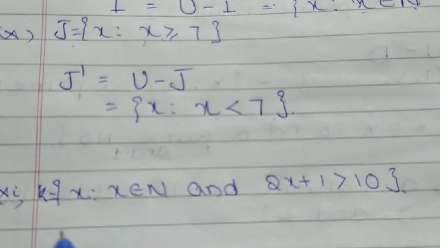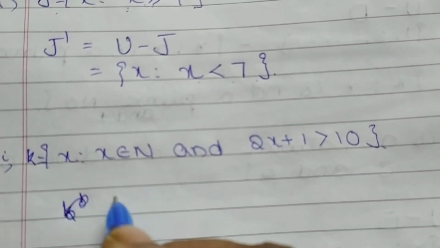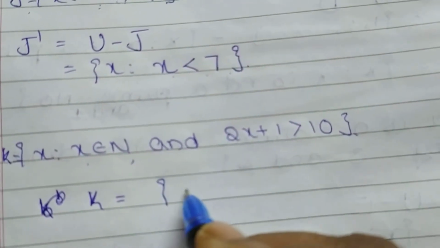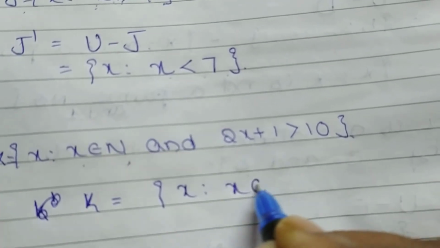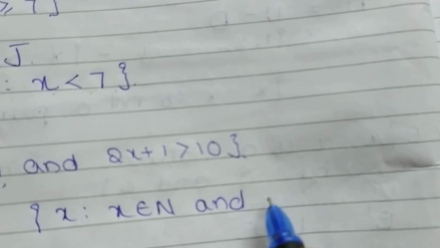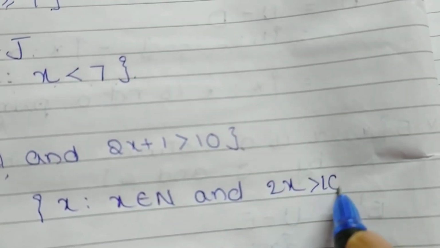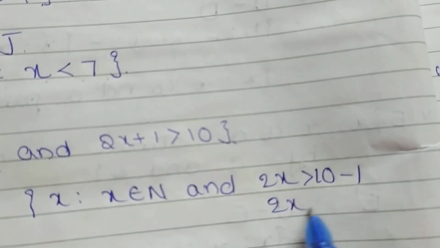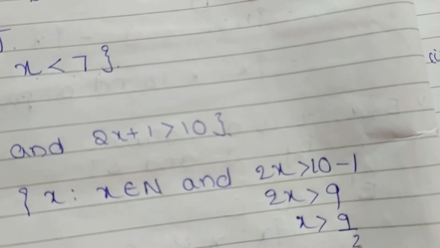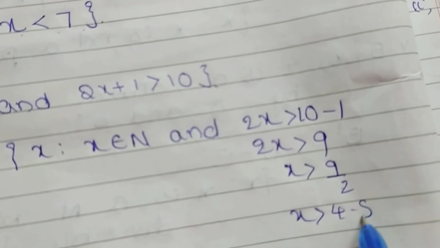Let us take this as K. So K complement will be equal to, let us solve this first. K equals x such that x belongs to N, and 2x plus 1 is greater than 10. Let us solve this. 2x is greater than 10 minus 1. When it comes to this side, it will become minus 1. 2x is greater than 9. So x is greater than 9 by 2, which is 4.5.